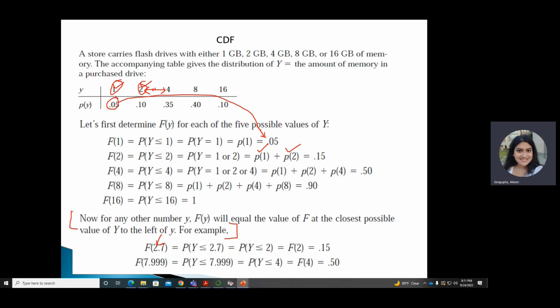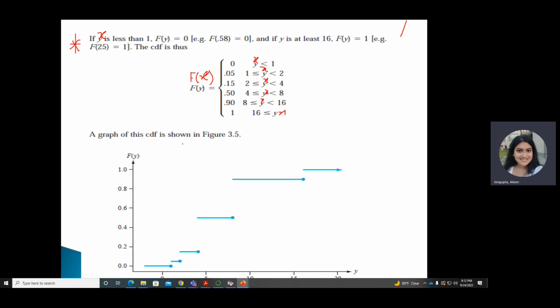Why did we have it as 0.05? For this specific value, until we reach this point, anything in that range will fall back to the left of that value. Remember this condition that we have? So we have to consider 1 at this stage. Anything between 1 and 2 will always fall back to 1, so 0.05. That is why it's 0.05.